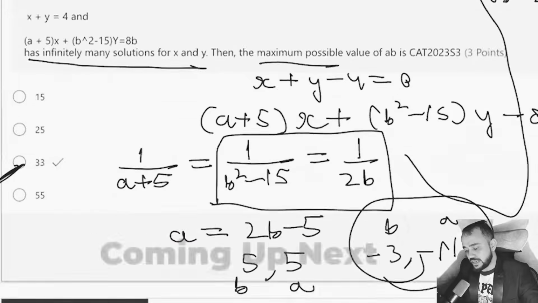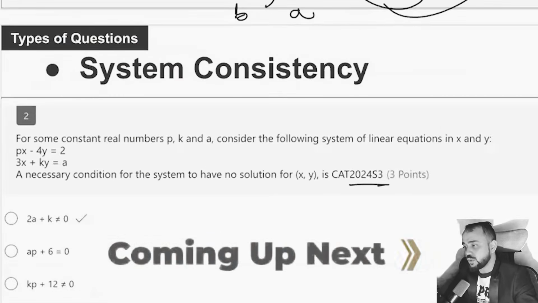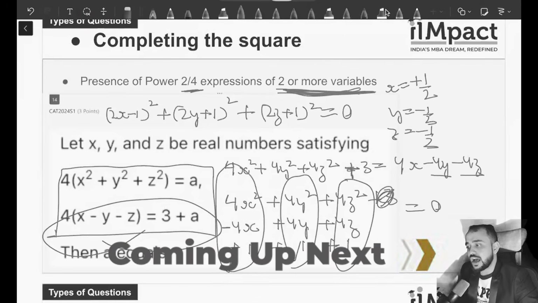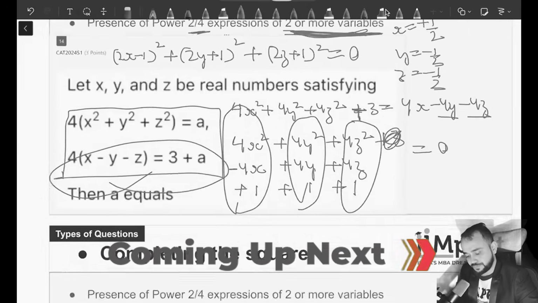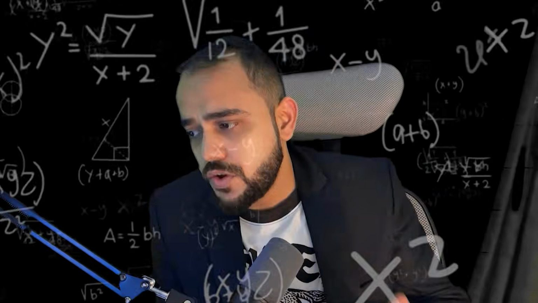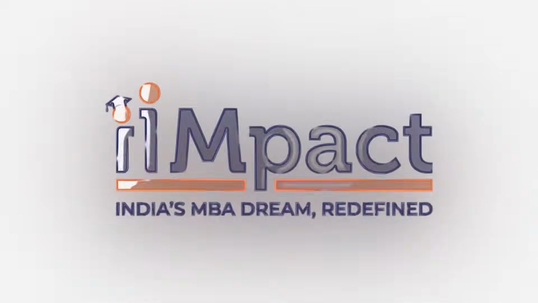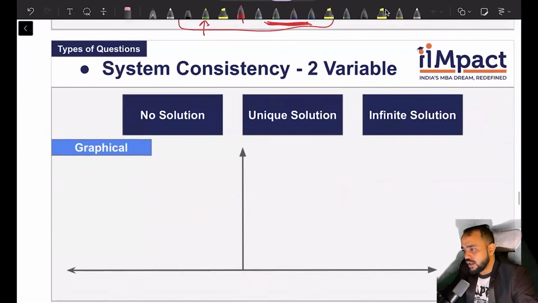So do you see that this was asked in 2023 and again in 2024? This is last year slot 1. This is last year slot 2. All right. So let's move ahead.